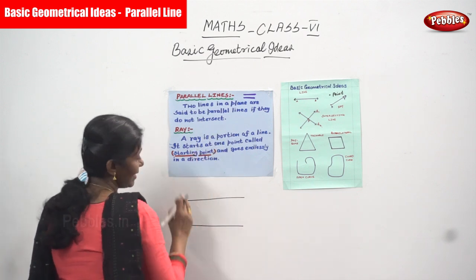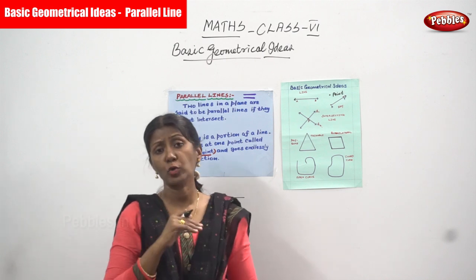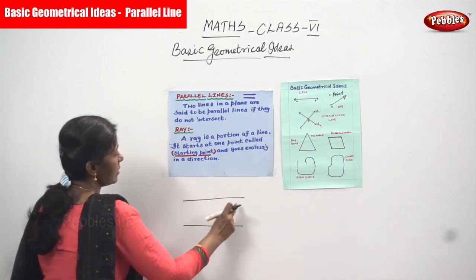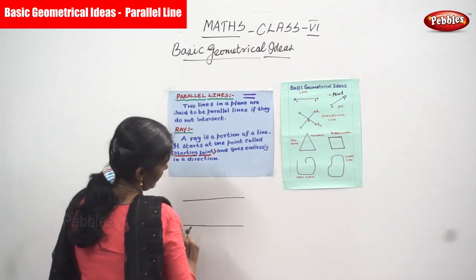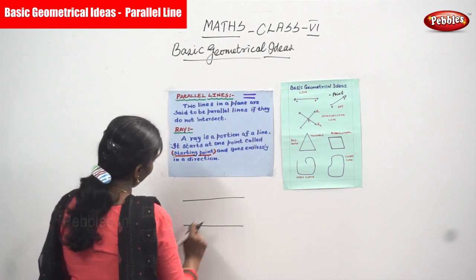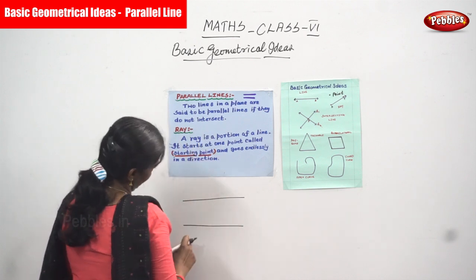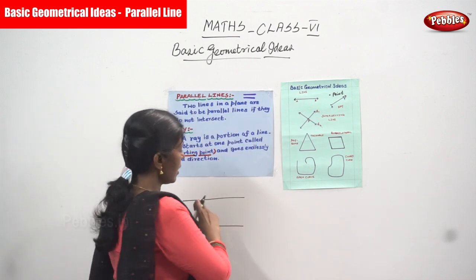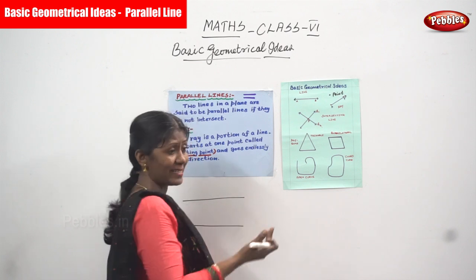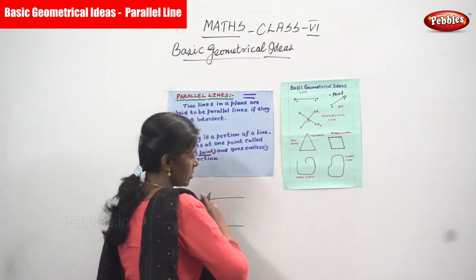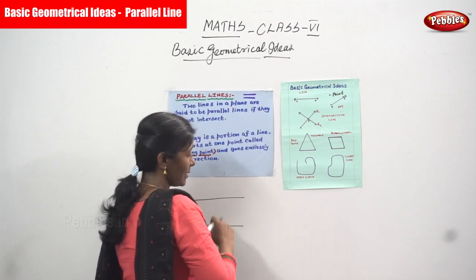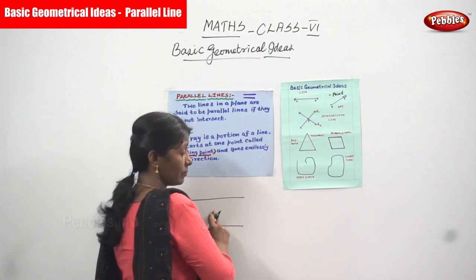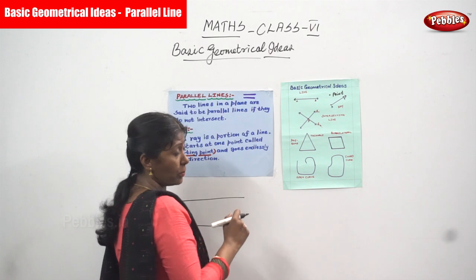Parallel lines do not intersect. That is a point you have to memorize. Two lines in a plane are said to be parallel lines if they do not intersect. Parallel lines keep on going, but they do not intersect. Two lines in a plane are said to be parallel lines.